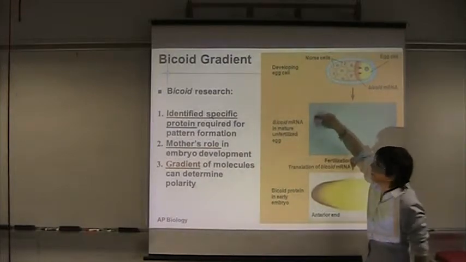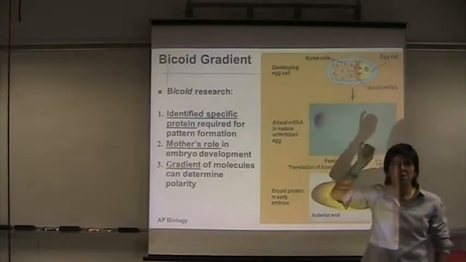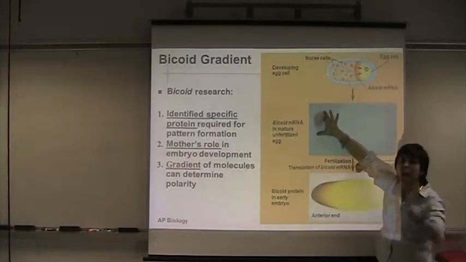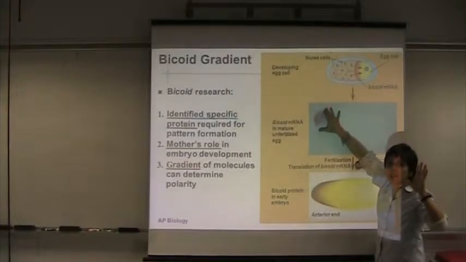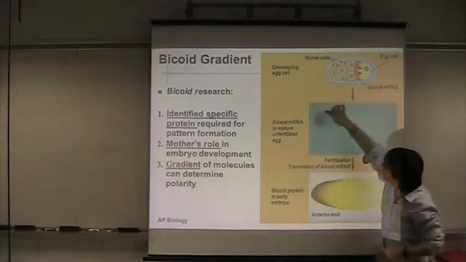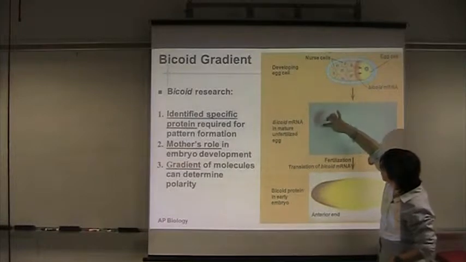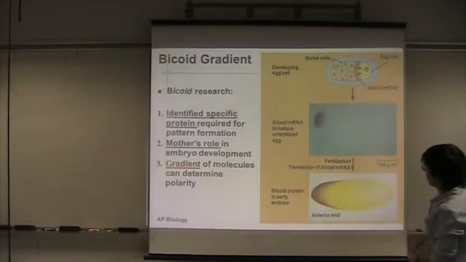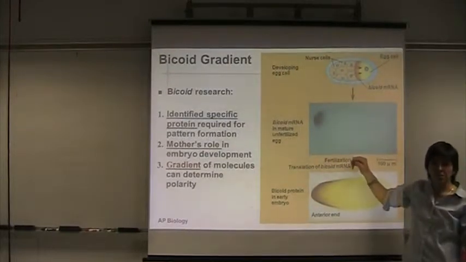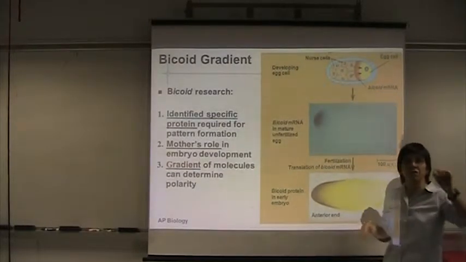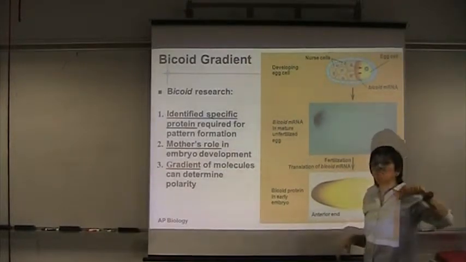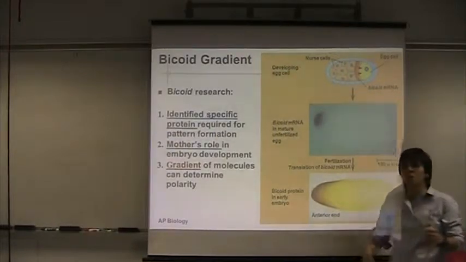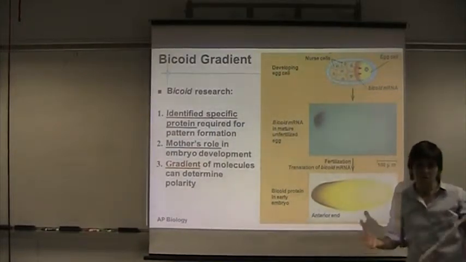So, if you stain this to show where that messenger RNA is, notice the location of the messenger RNA in the unfertilized egg. Still, nothing happens. This is still in the ovaries of the fly. Most of the messenger RNA is right there, because remember it came from those nurse cells. Now we have fertilization, and after fertilization is when this messenger RNA is going to be translated. And when translation occurs, you're going to make a protein called bicoid protein.